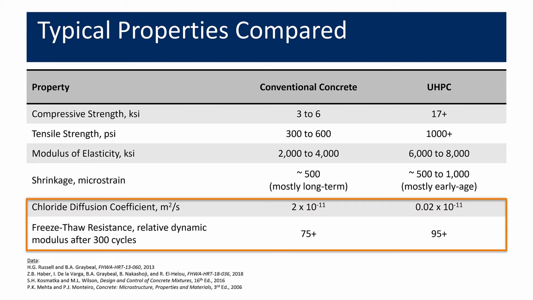Testing the freeze-thaw resistance of UHPC, what we see is that the relative dynamic modulus after 300 cycles in the ASTM C666 test procedure, which is basically a rapid freezing and thawing cycling procedure, shows very little degradation of the UHPC. A perfect performance in that test would be 100%, and generally what we get with UHPC is 95% or better. Compare that against conventional concrete, where after a similar number of cycles, we're generally seeing about 75%, meaning there was significant degradation experienced by the material.